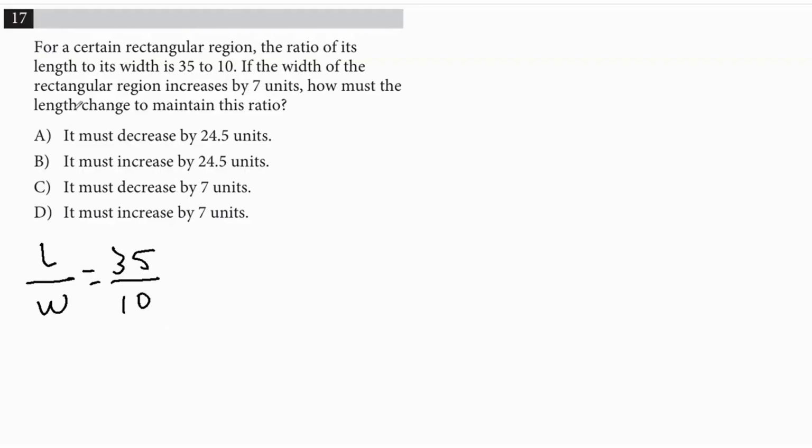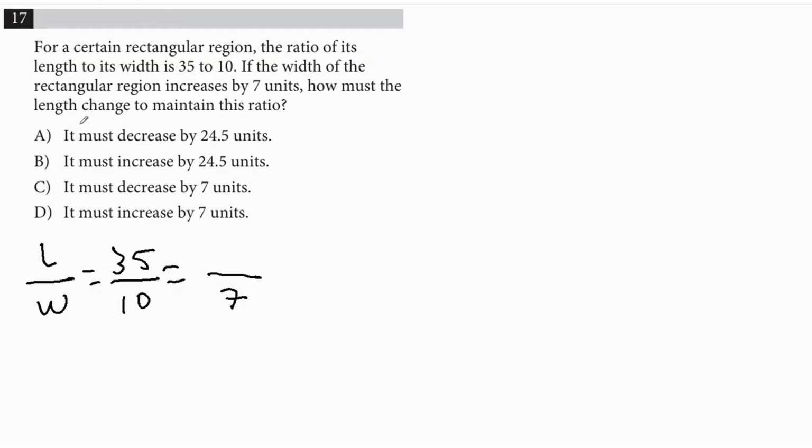Now, if the width of the rectangular region increases by 7 units, how must the length change to maintain this ratio? I can already see one mistake for some students. They might be in such a rush with the SAT. They read this one as length instead of width. And since they gave us length before width over here, they might go, oh yeah, it increases by 7. But that is not correct. It's the width here that's increasing by 7. So I'm going to go ahead and just put 7 over here.